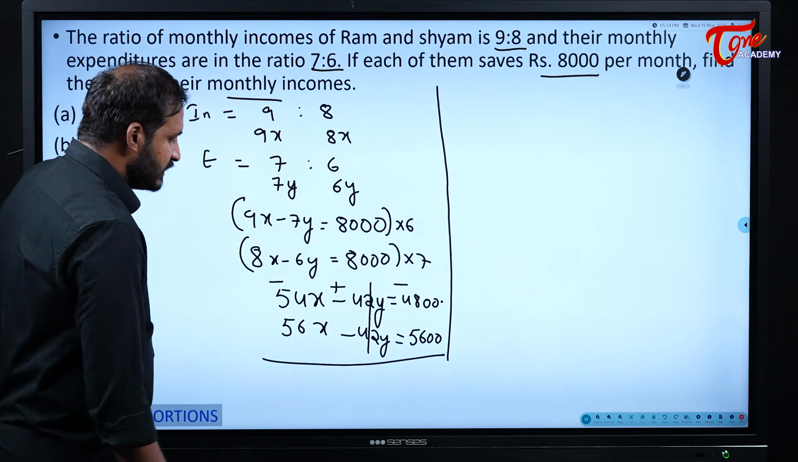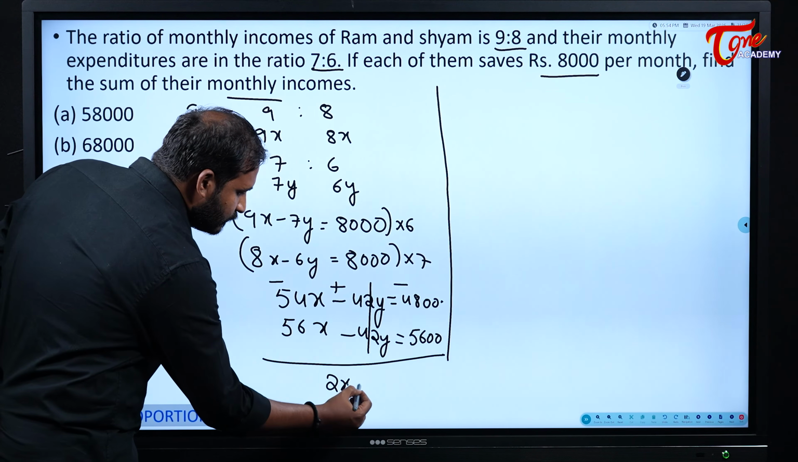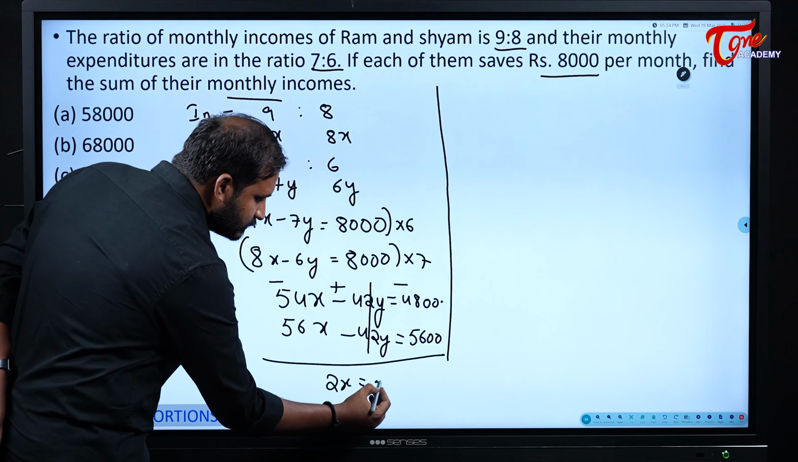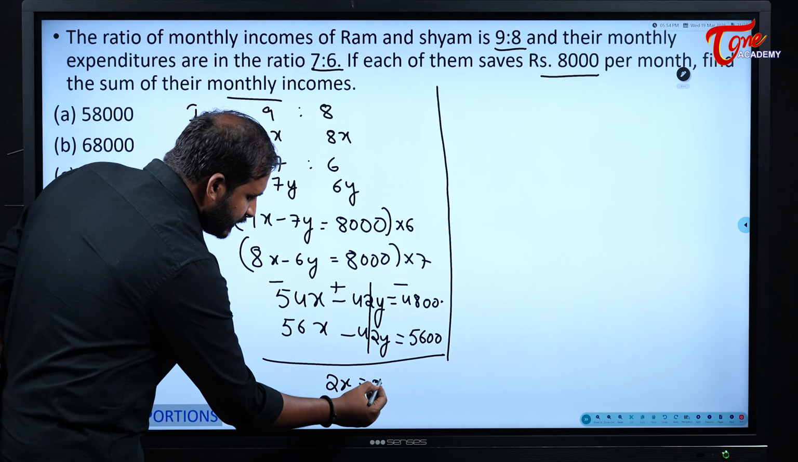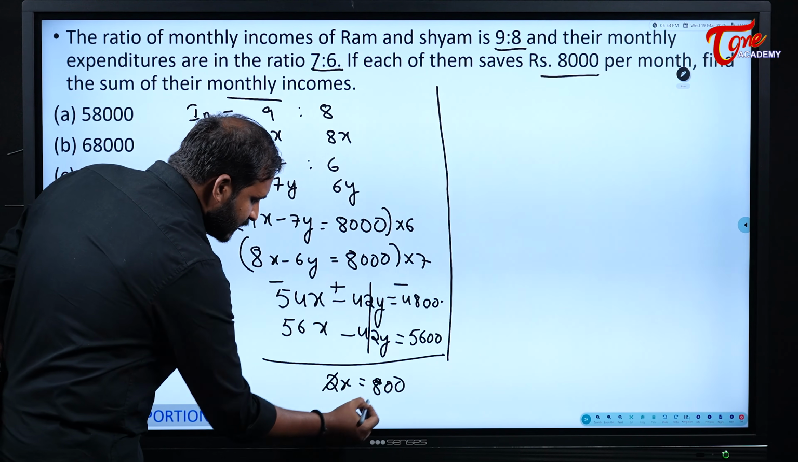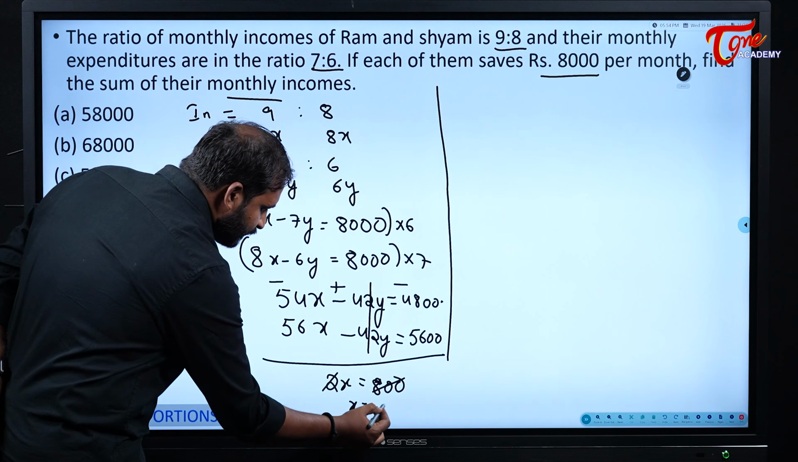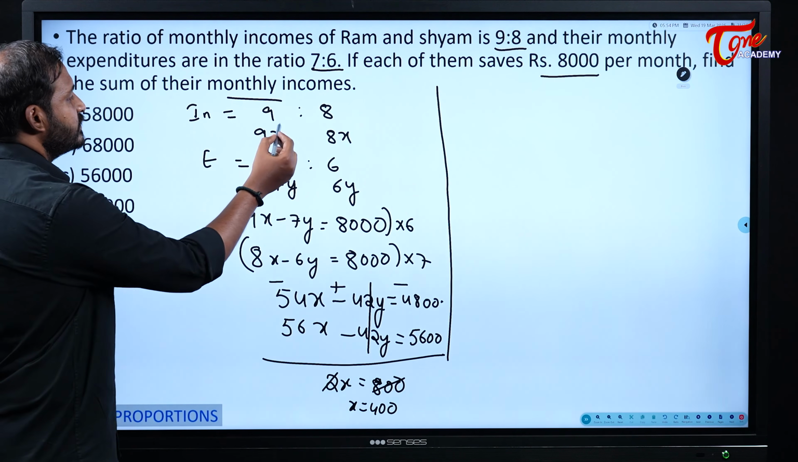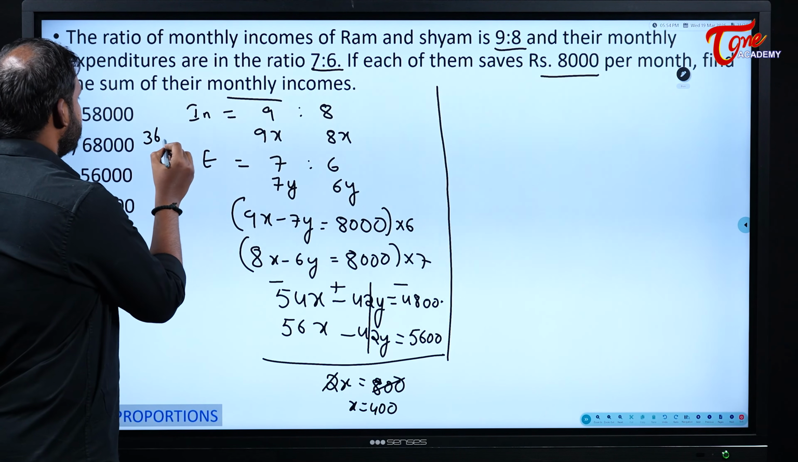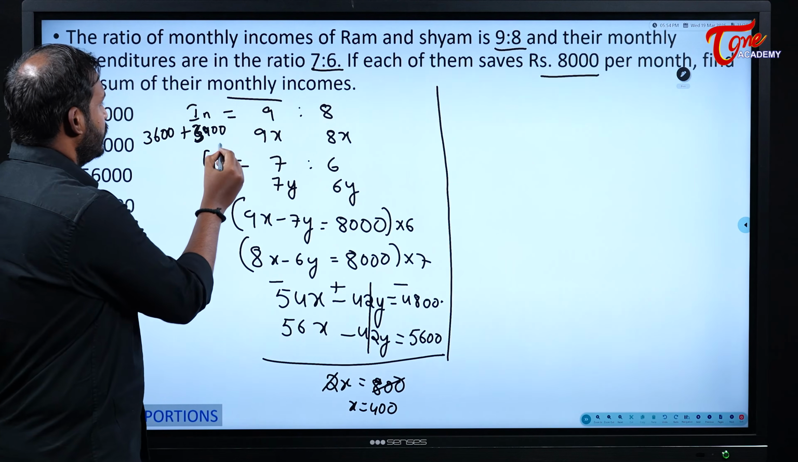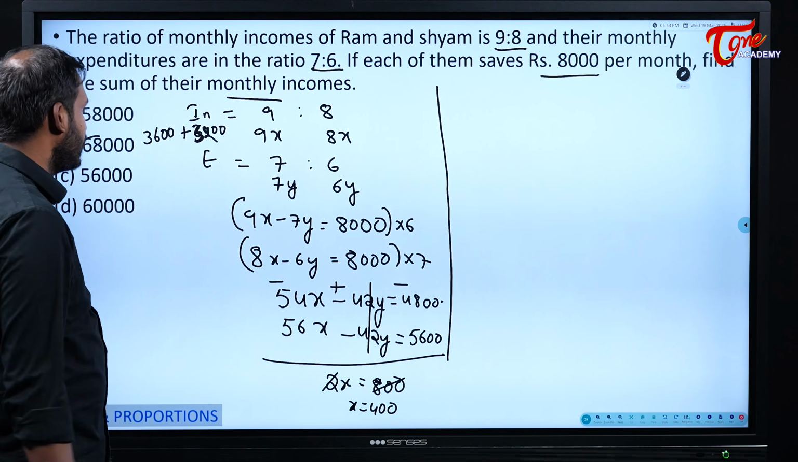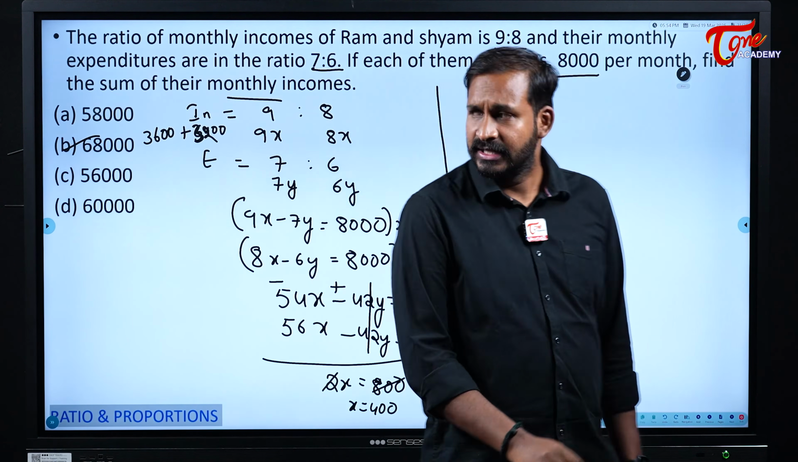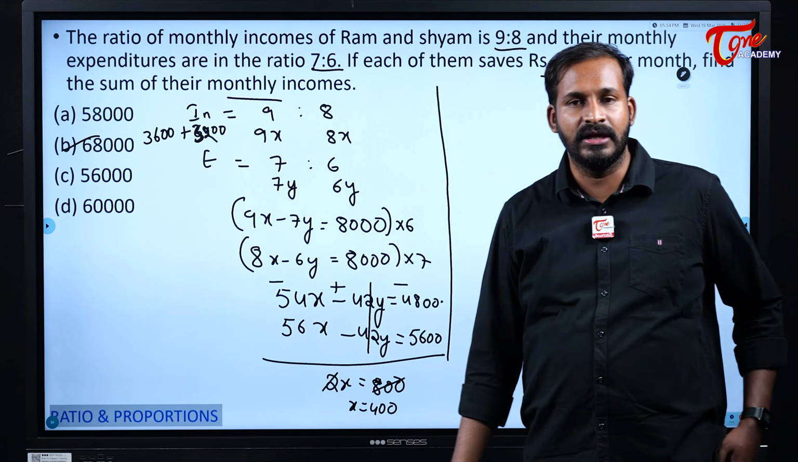These two will get cancelled and I will have 2x is equal to 8,000. So, x value becomes 4,000. Then their incomes become 36,000 and 32,000. So, it becomes 68,000. This is the traditional method of solving the problem.